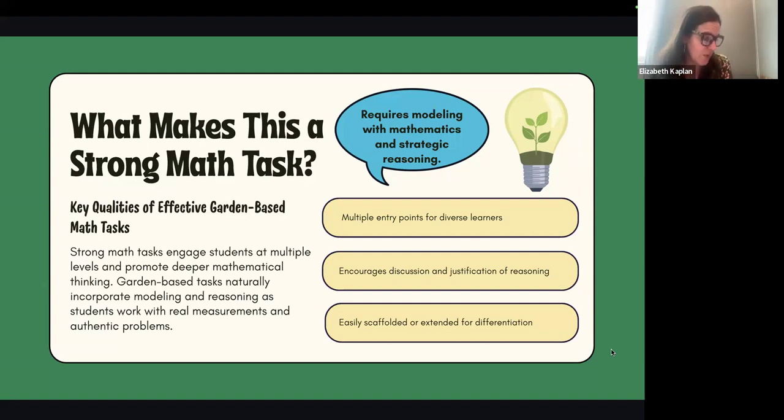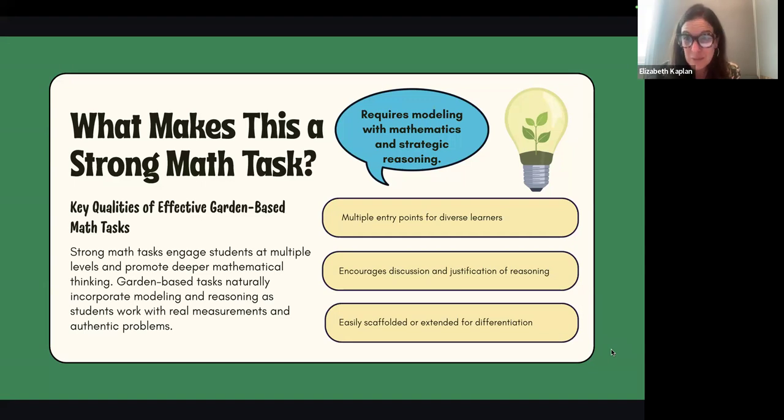So we all know that anytime learning is authentic, connected to students' worlds, it's going to be more meaningful. So again, multiple entry points for diverse learners. You want to encourage discussion and justification of reasoning. So we almost could have had a discussion right there about, okay, romaine lettuce is technically green. What does this mean? Let's solve this problem in two ways. And then easily scaffolded or extended for differentiation.